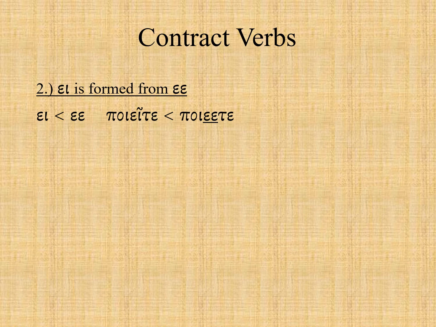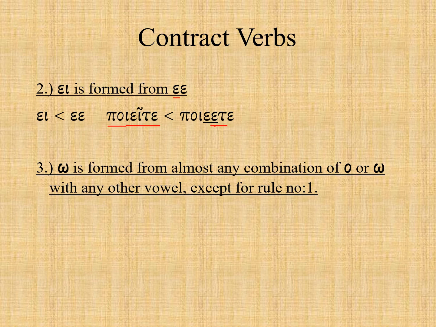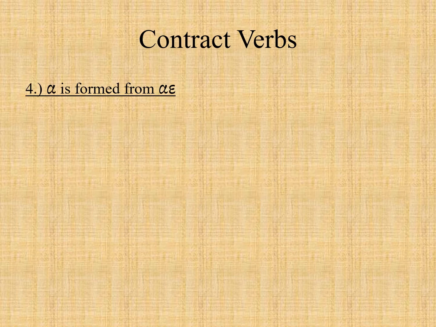The second pattern is epsilon iota, which is formed from two epsilons. Again, if we look at the verb poieo, poie, including the ete ending, becomes poieite. Omega is formed from almost any combination of omicron or omega with any other vowel, except rule one. So here's an example from the verb agapao. Agapaomen becomes agapomen. So we love.